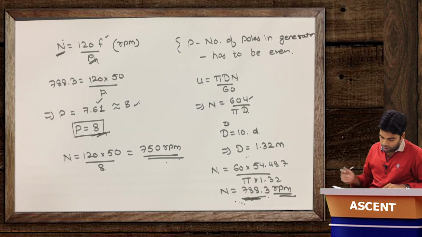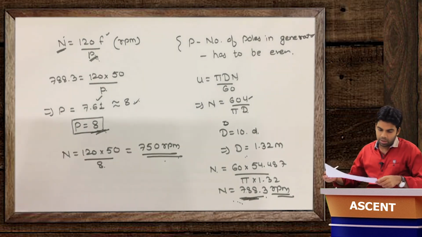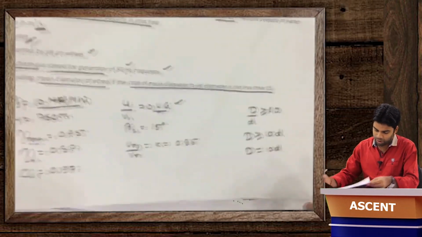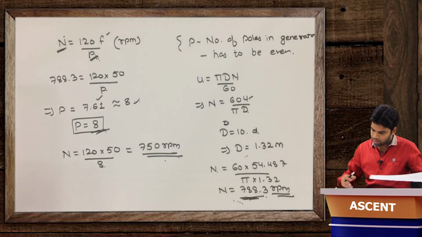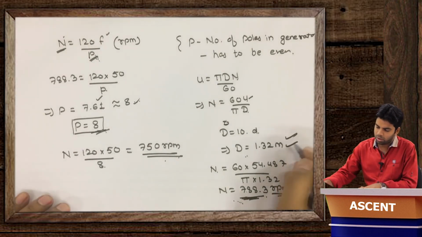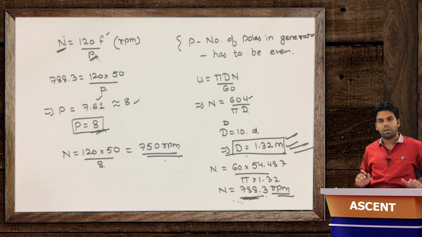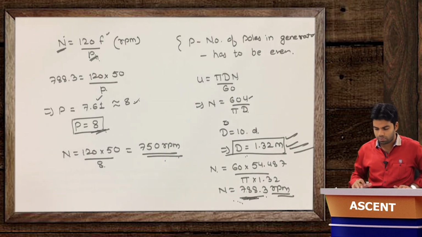Getting this now? Okay, the last thing we have to determine is capital D, the mean diameter of the wheel, which I think we have already determined. Capital D we have determined as 1.32 meter. So this is how we can solve such questions. Getting this? Okay, you can solve more questions from your textbook, like for this Pelton wheel.